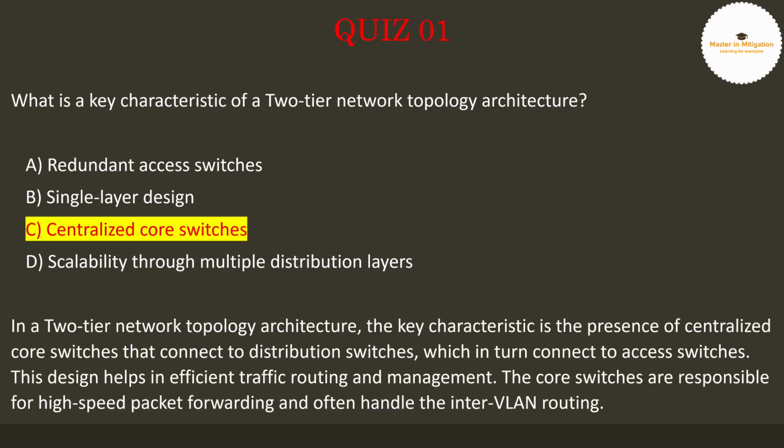Okay, the answer is C. Centralized core switches. In a two-tier network topology architecture, the key characteristic is the presence of centralized core switches that connect to distribution switches, which in turn connect to access switches. This design helps in efficient traffic routing and management. The core switches are responsible for high-speed packet forwarding and often handle the Inter-VLAN routing. Let's proceed to the next question.